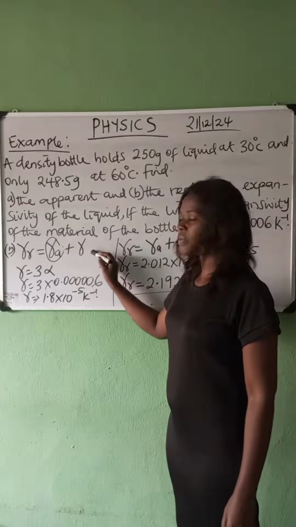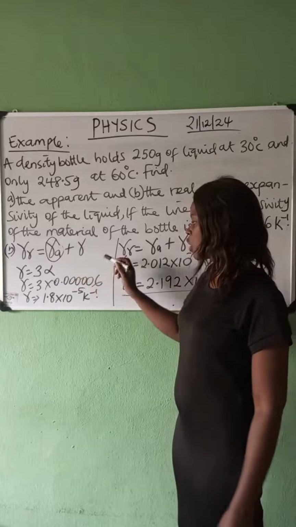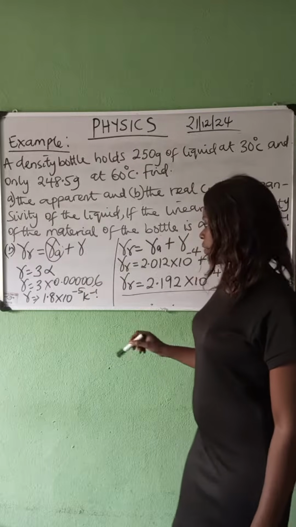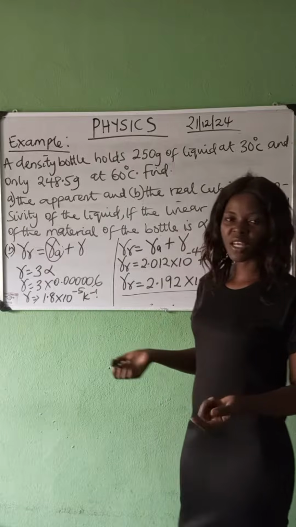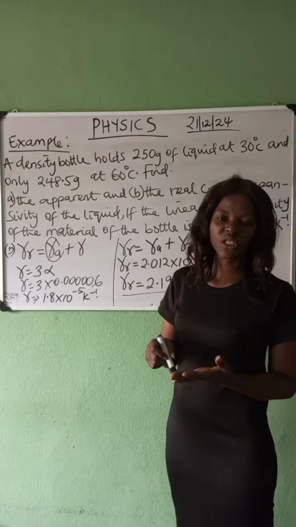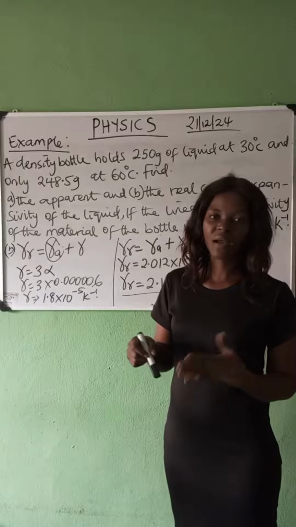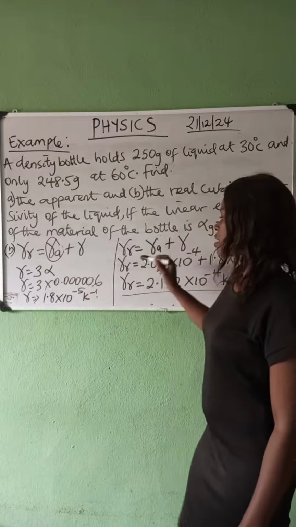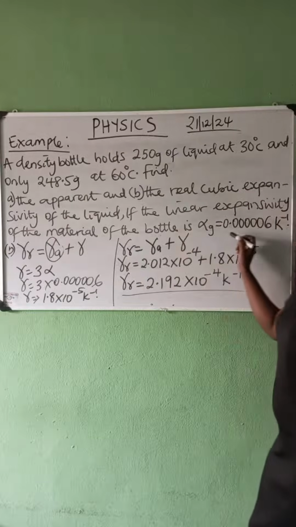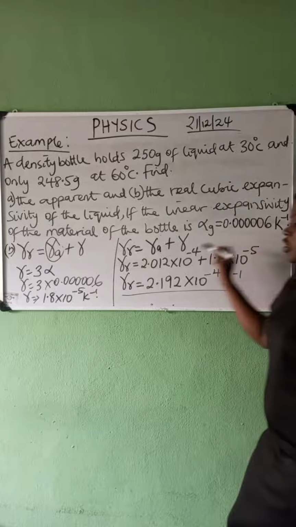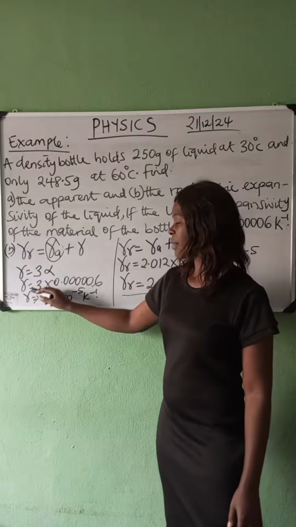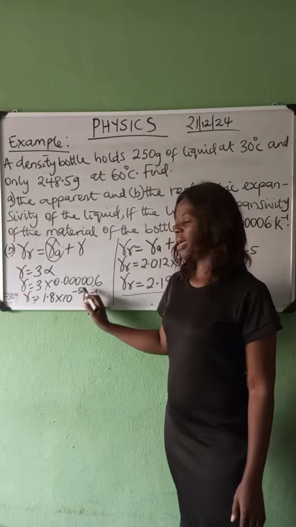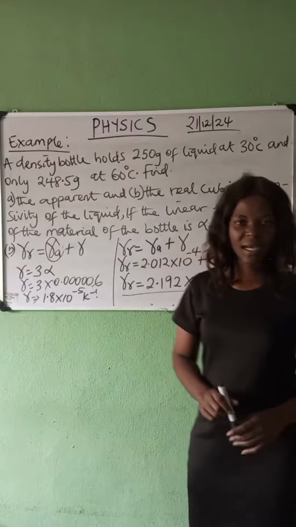Then my expansivity of the container, that is gamma, is equal to 3 what? Alpha, right? It is equal to 3 alpha because it cannot be given in the question. Rather, there's a relationship between linear expansivity and volume expansivity, and that is what we're going to use. They gave us the linear expansivity, which is this. So you just have to multiply out, gamma is equal to 3 times this, to give us 1.8 times 10 to the power minus 5 per Kelvin. Is that clear?